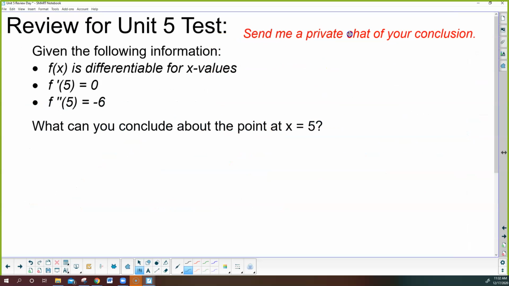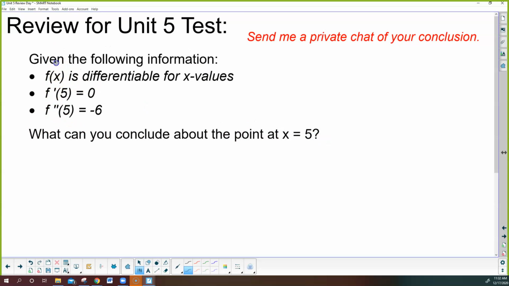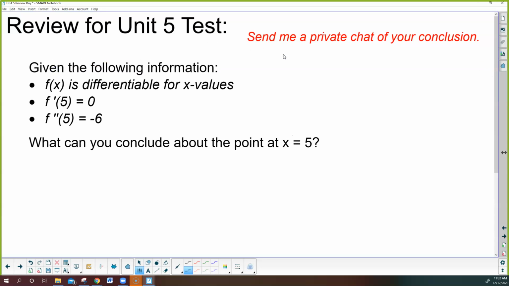All right, we're going to do a couple of review problems. Some of them are going to have us do breakout rooms. Some are just, let's quickly do it. And this one, I want you to read the information and think about it for 30 seconds, and then send me a private chat on what your conclusion is based off of these three pieces. Okay? So a little bit of a challenge here, but send me your response in a private chat.